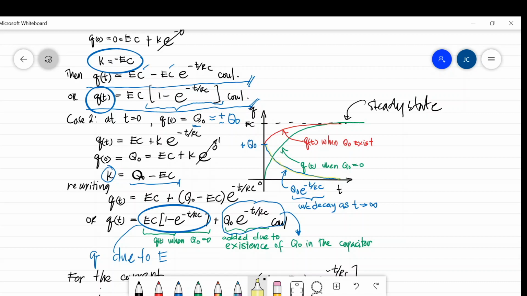So when there is an initial charge in the capacitor, the charging starts at Q sub O and increases until it approaches the steady state value. So having an initial charge in the capacitor, the time required for the capacitor to be fully charged is shorter than when there is no charge stored in the capacitor.